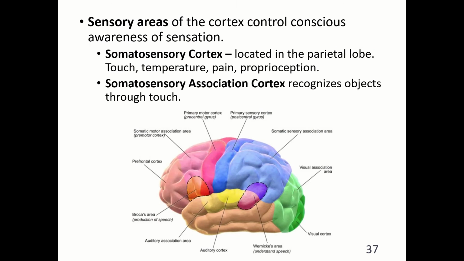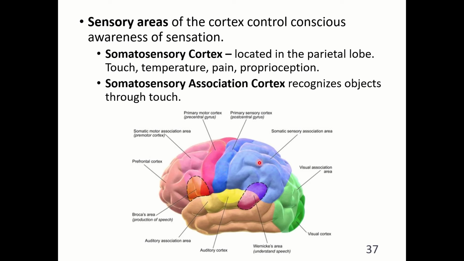Sensory areas of the cerebral cortex control conscious awareness of sensation. The somatosensory cortex is located in the parietal lobe, just posterior to the primary motor cortex. Since this is the primary area, this is the area that directly receives sensory information for touch, temperature, pain, and proprioception.